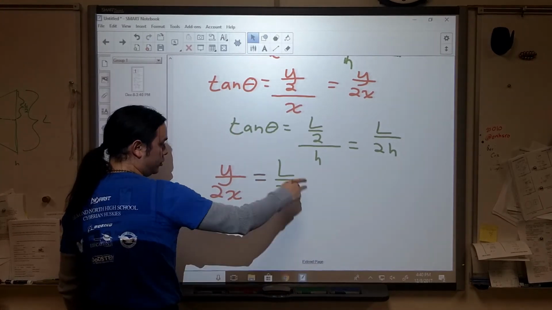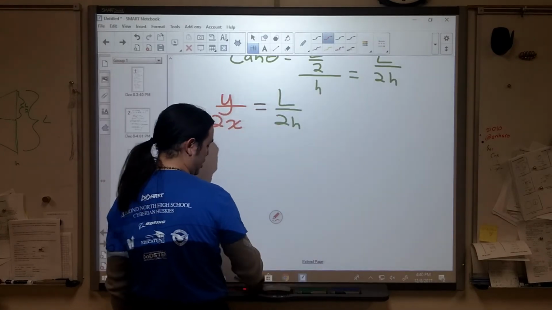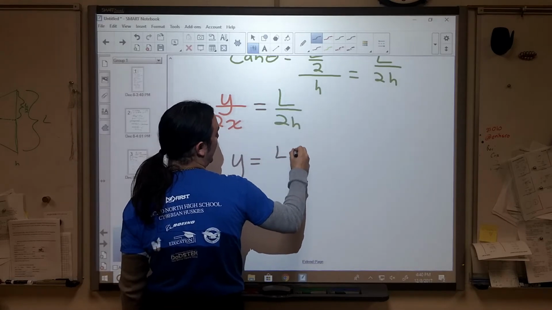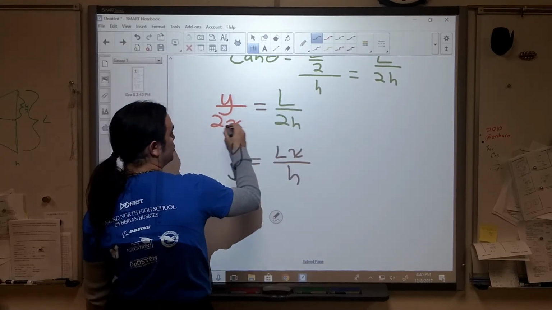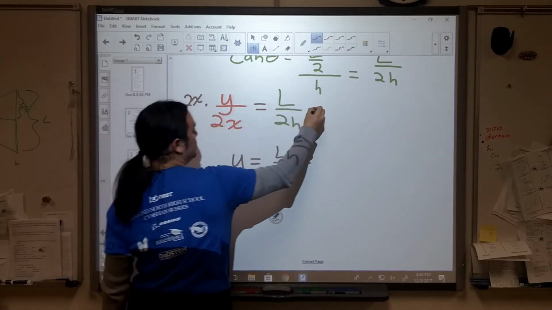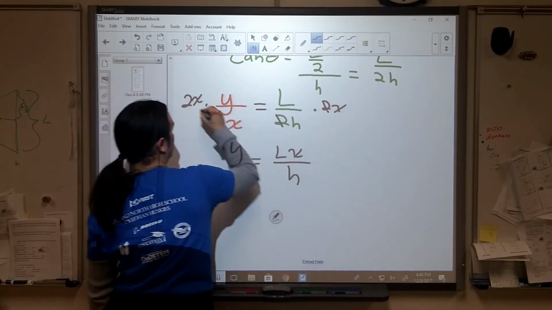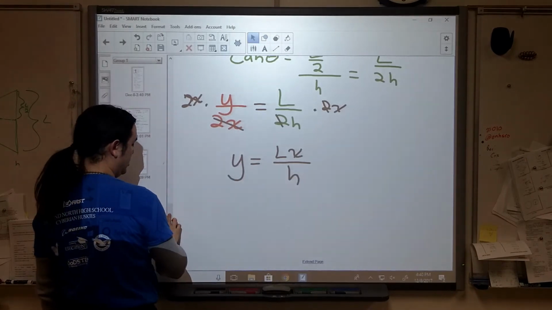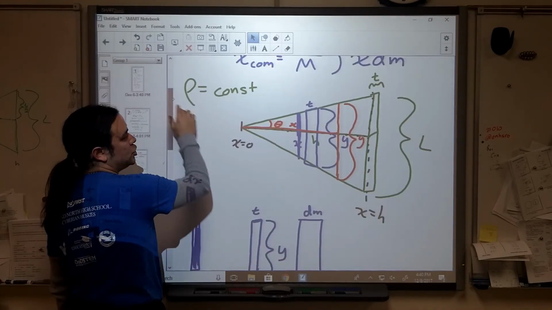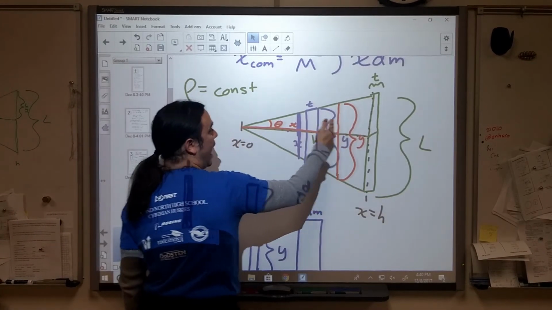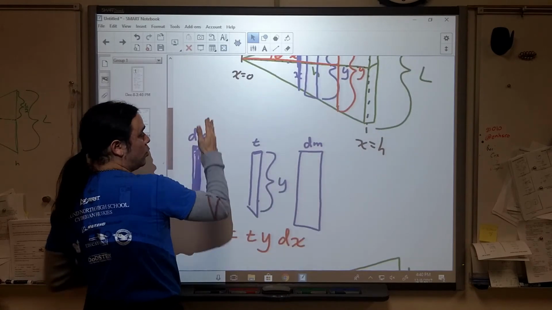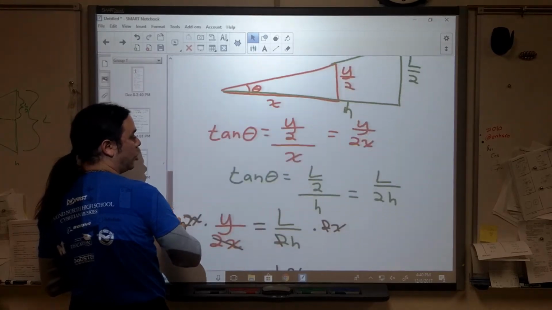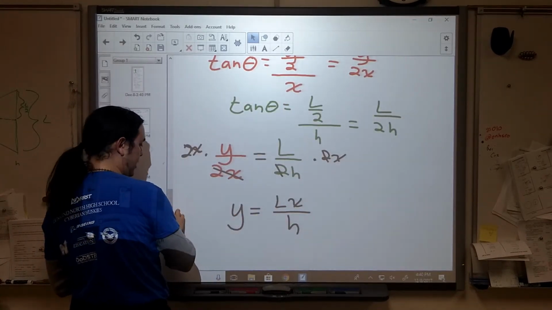Why is this useful? I multiply this over and we get the following relationship, that y is equal to Lx divided by h. I'm going to multiply by 2x, the 2's cancel out. That disappears, and now we have y equals that. Why is that useful? Let's go back up. Remember how I said that y changes if we change x? And since we're integrating with respect to our length, we're going to go across x. We need to express y in terms of x, which is exactly what we get.